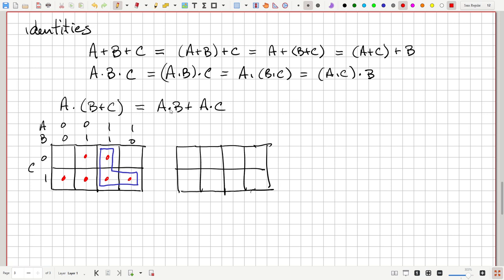Okay, so what's A and B? A is 1 and B is 1. That's this column there. And then what is A and C? Well, A, that would be either of the right two columns, and C would be the bottom row. So A and C, that would be these two cells right there. And you see that indeed, you end up with the same three cells. So you can verify that. Any of these identities you can verify using K-maps or equivalently truth tables.